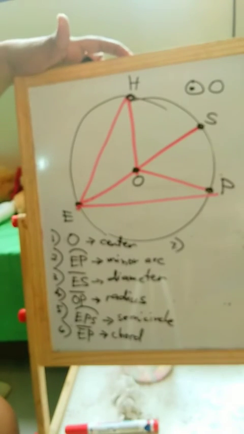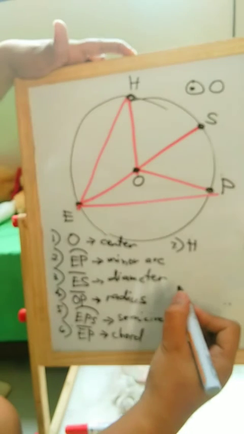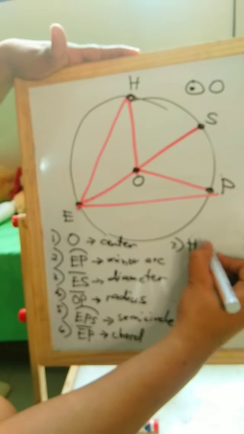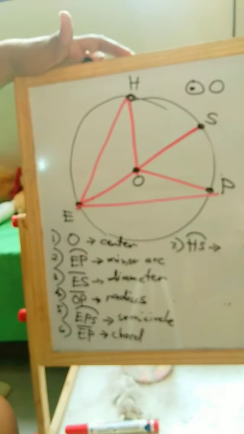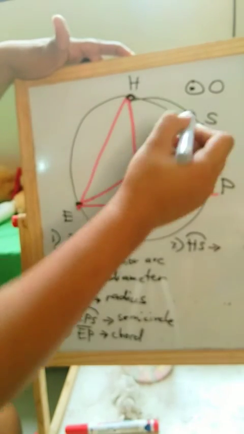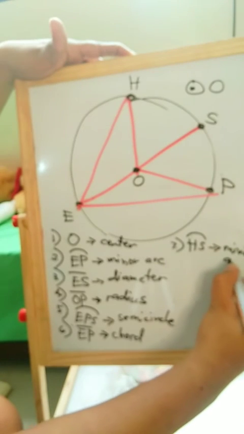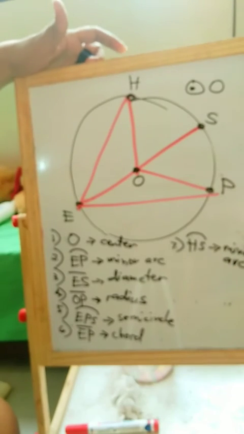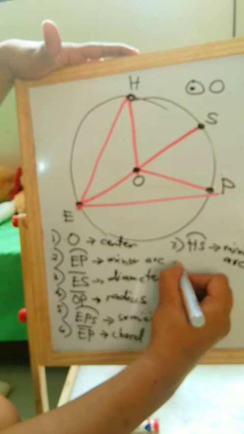Now, number 7. Okay, let's have number 7. Okay, let's have now this. Number 7. So, arc HS. So, ito lang siya. So, it is just a minor arc. Ganun lang siya. And then, lastly, okay.